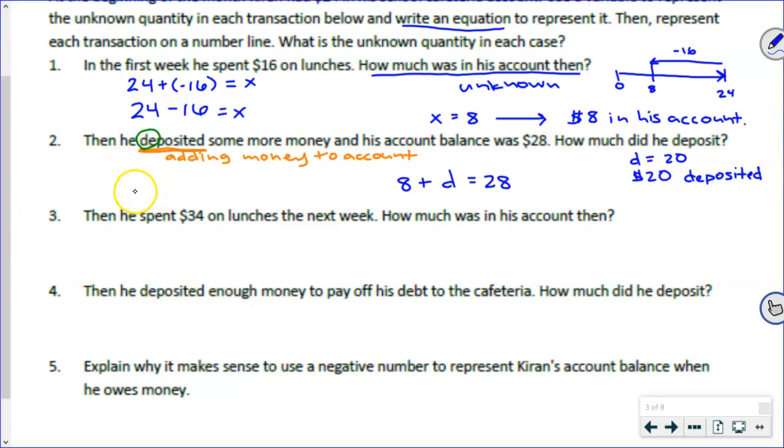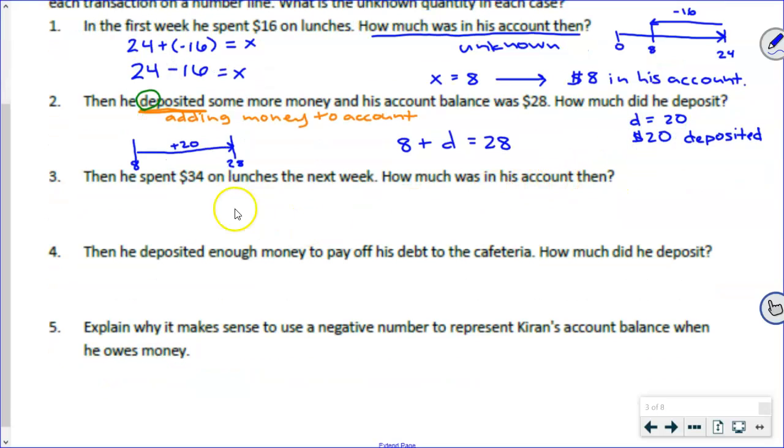And that number line can also help us. We know now that we're starting at 8. I'm somehow making it all the way up here to 28. How is that happening? Well, because we are depositing 20. So there's another number line model to kind of show that. Do we need a little bit more time to work on 3, 4, and 5 based on what we've done, or are we ready to continue to discuss? Good to discuss. All right, then Dylan.